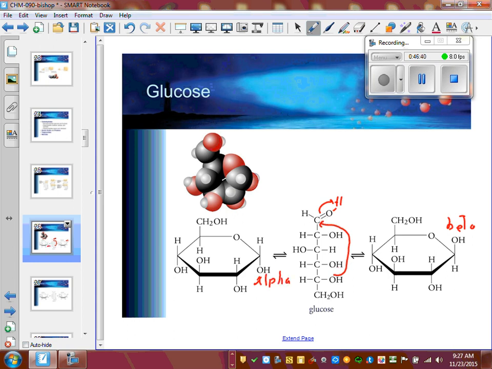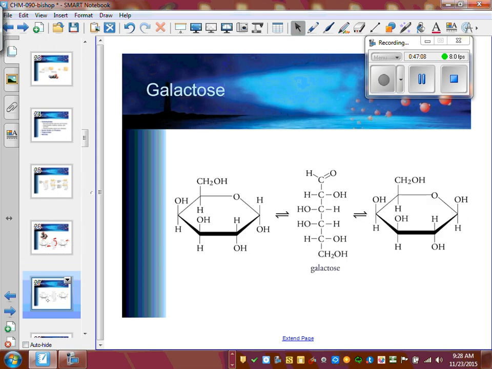Now you see that between these three there are double arrows, so it's an equilibrium. In solution it constantly shifts from the straight chain, the open chain, to this ring form, back to the open chain, back to this ring form. It constantly goes back and forth in solution in your body. The same thing happens with galactose, so you can form this 6-membered ring.